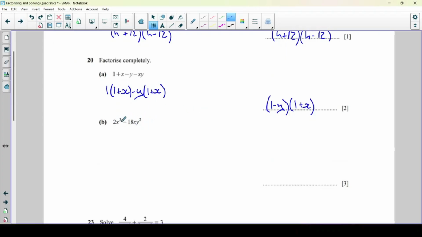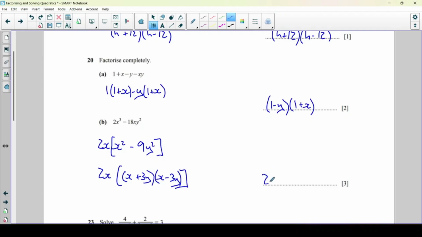This one here, it looks like it could be something to do with the difference of 2 squares, but maybe I need to do a bit of factorising first. So I can take 2x out of both of them. So let's do that, 2x, and then I get x squared, and I get minus 9y squared. Now let's not leave it there, because these are square numbers, so it is the difference of 2 squares. So x plus 3y, x minus 3y. So 2x out in front, and then the difference of 2 squares, x plus 3y, x minus 3y.